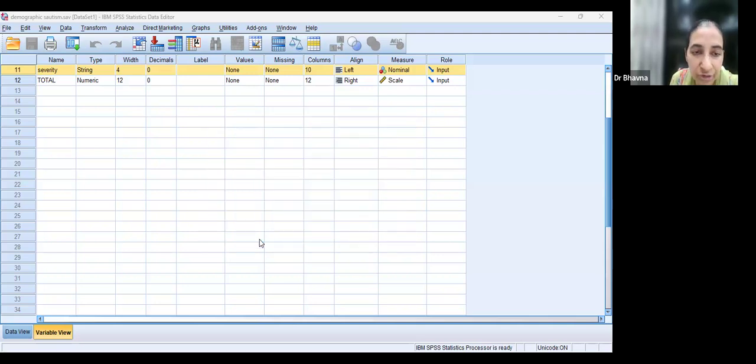I think you cannot see the bar chart. Can you? No, ma'am. Okay, I'll just share it again.